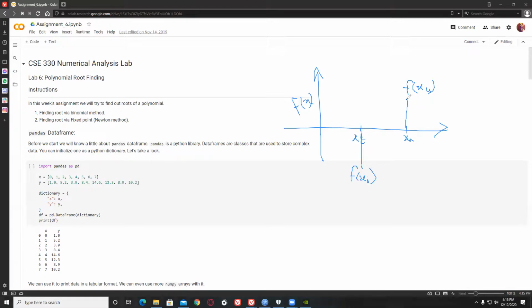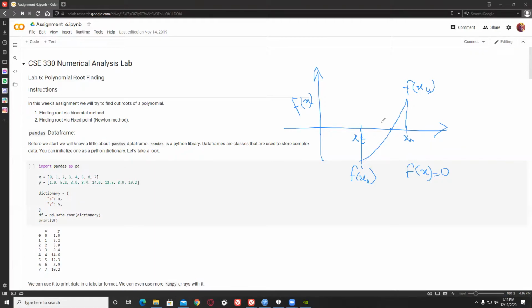And for this continuous range between these 2 points, xl and xu, for the function f of x, we get at least one point where f of x equals 0. And that is the root, and we have to find that point.